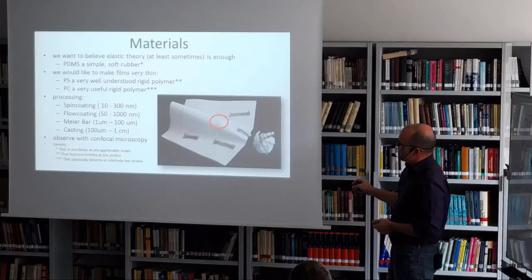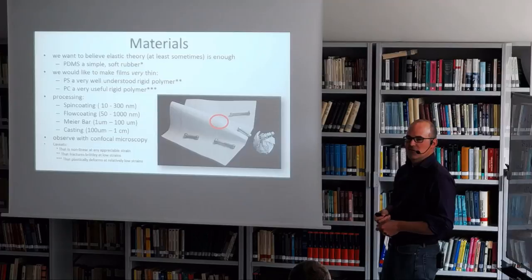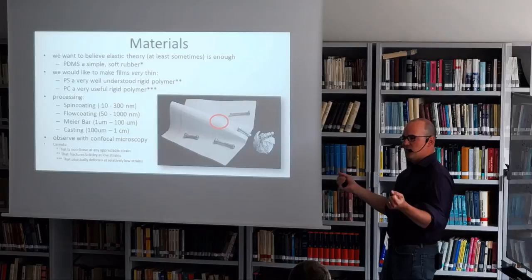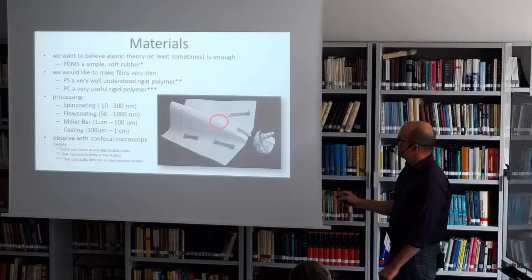So polycarbonate's a very nice rigid polymer. Again, it's used for a lot of protective equipment because it has a very high degree of plasticity, so it yields a long way before it actually breaks. Polystyrene is pretty fragile, so it'll crack right through when you do something to it.